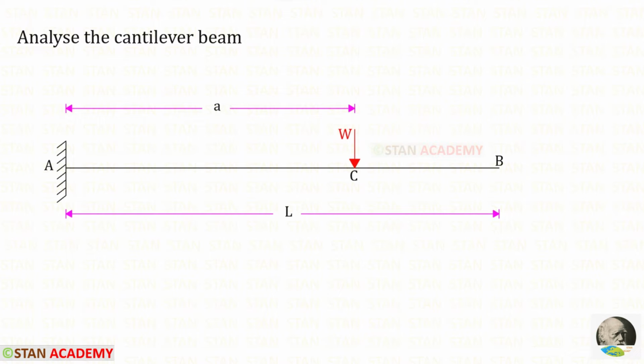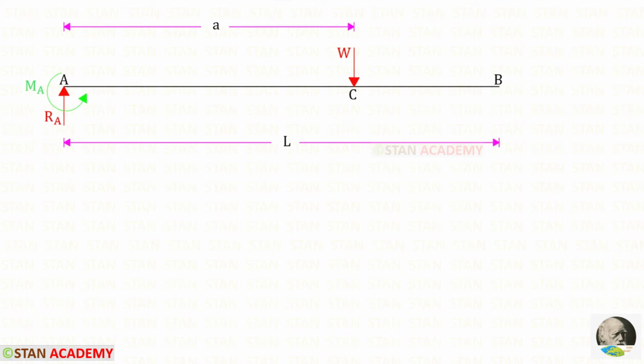Hello everyone. Today we are going to analyze this cantilever beam. In this beam there is a concentrated load W. It acts at a distance of A from the fixed end. We know that in the fixed end A there will be a vertical reaction and a moment. Let us keep the vertical reaction as RA and the moment as MA.